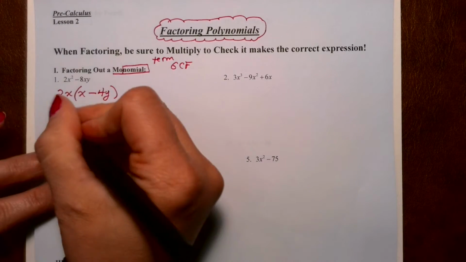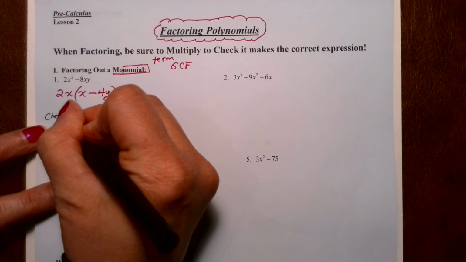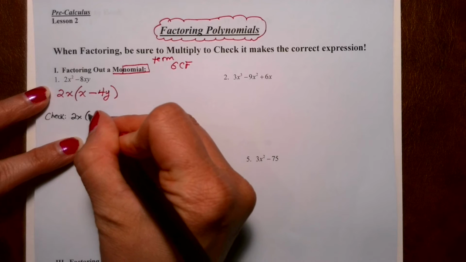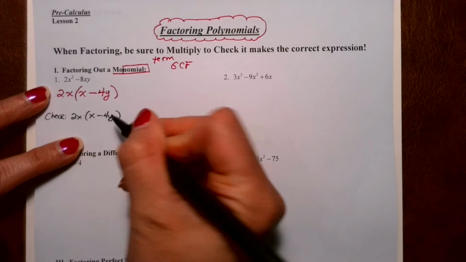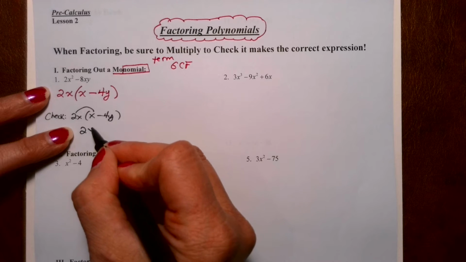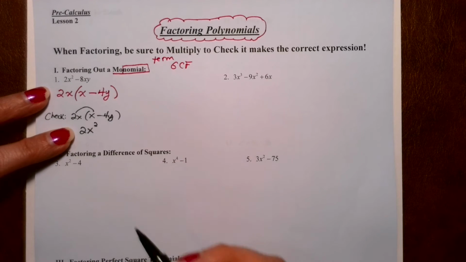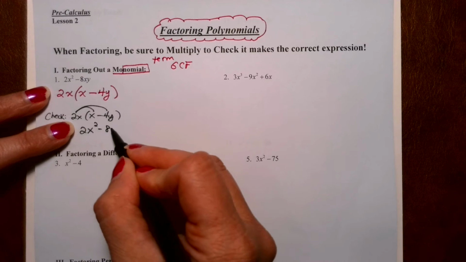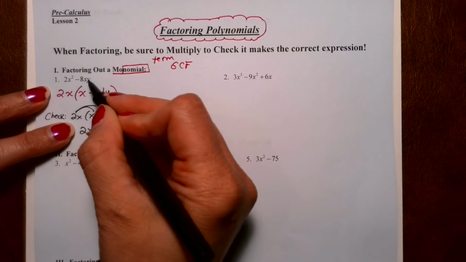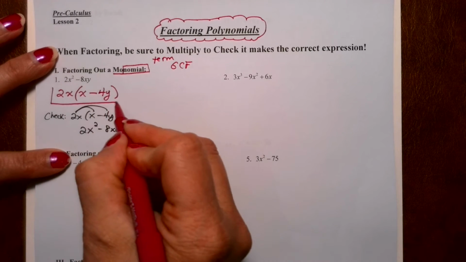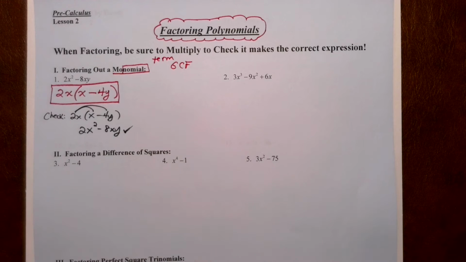We're going to go ahead and check a lot of these here. I always want you to check. I'm going to distribute it back in and see if that gives me the problem. Does 2x times x give us 2x squared? That's perfect. Minus 8, and then there's an x and a y. So it looks like that is indeed the correct answer. This is factored form.